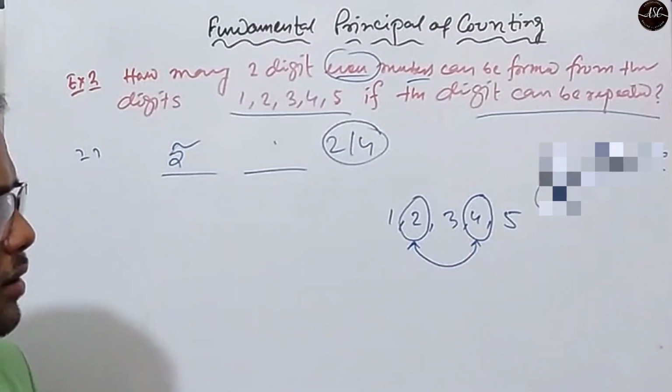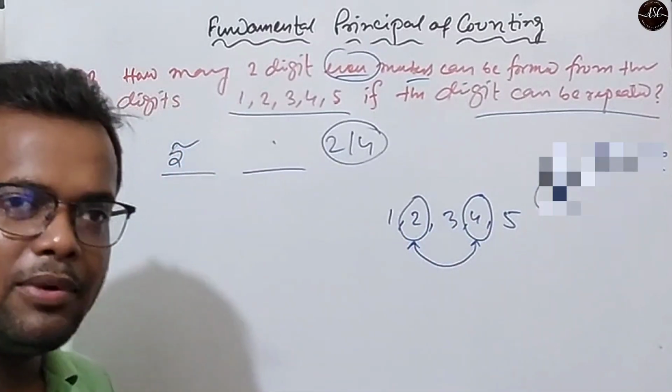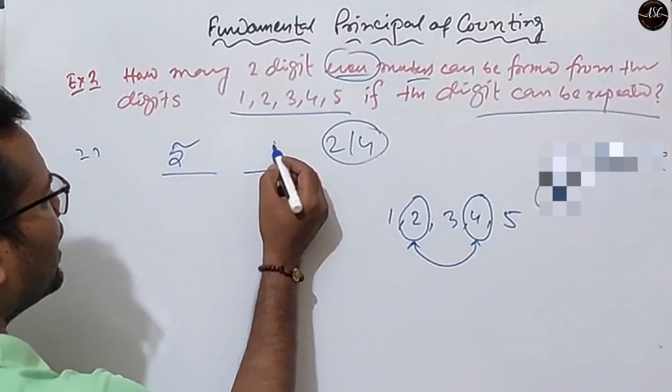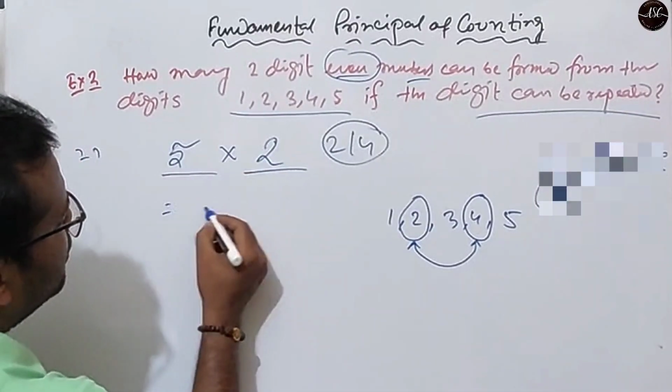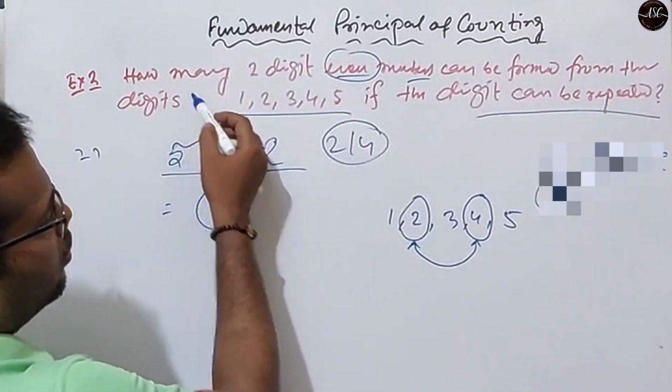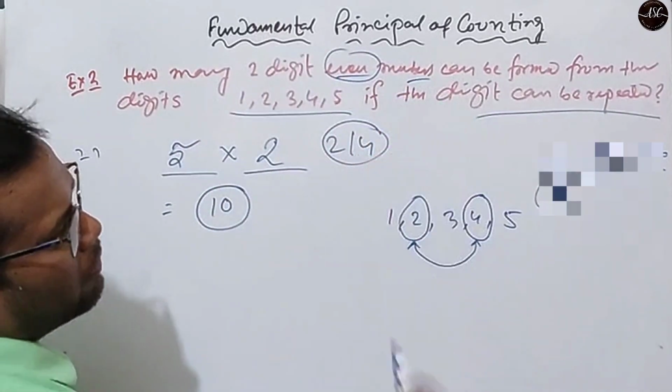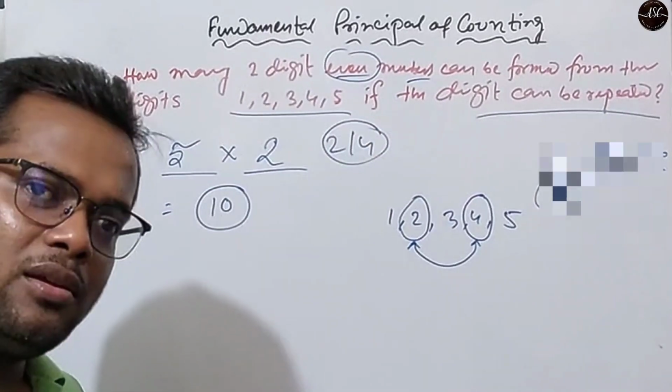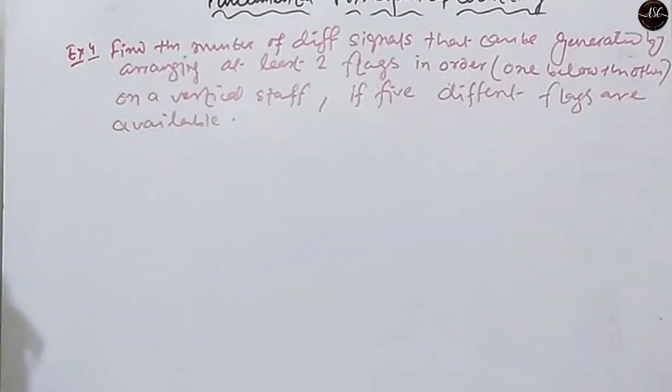to be even, there are only two numbers, that means 2 and 4. So just write 2 here. Just multiply this, we can get 10. So 10 two-digit even numbers can be found from this. Okay, this should be remembered. This is very, very important. Just look at this example.